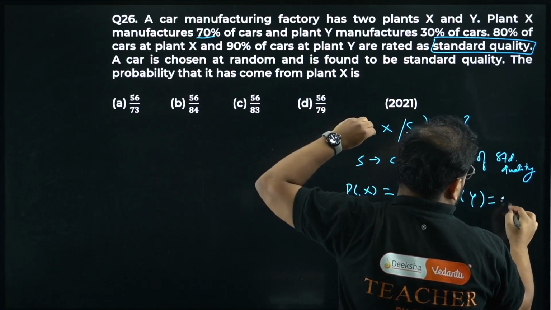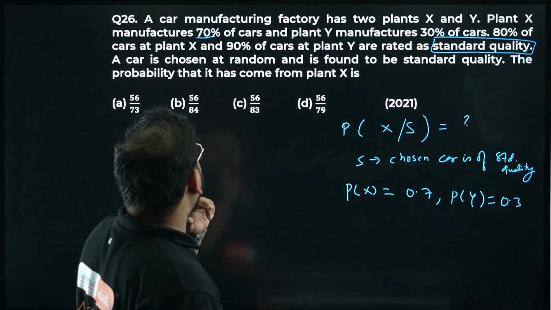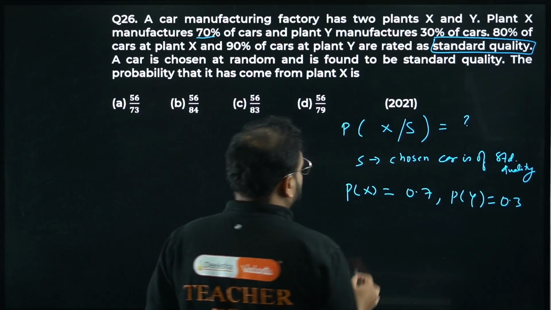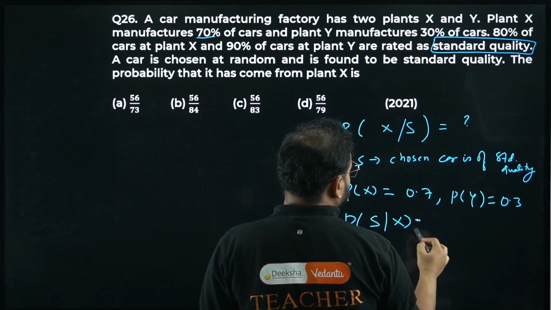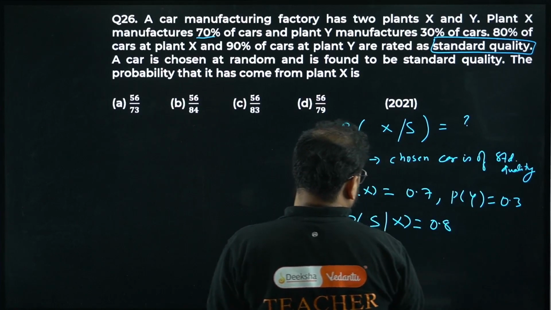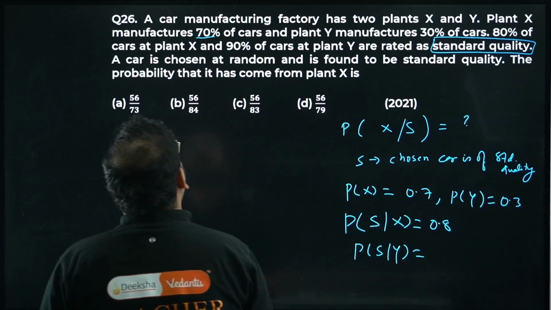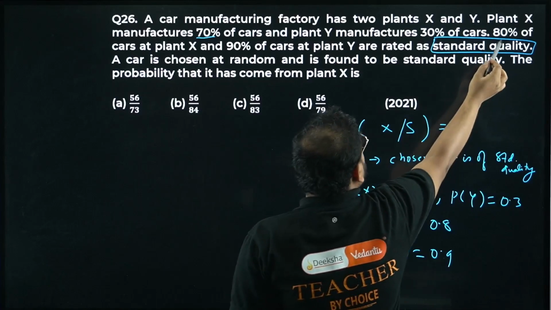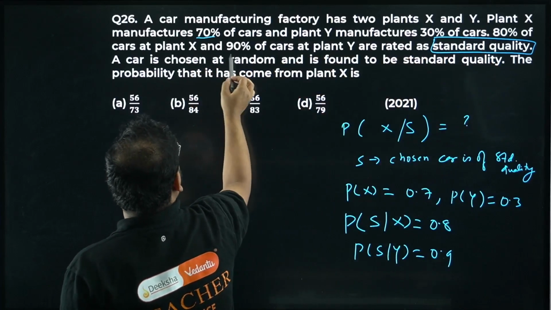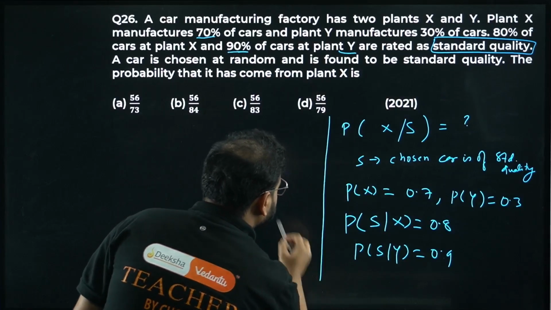Now they have also given that 80% of the cars from plant X are standard quality. So standard from plant X is 0.8 and standard from plant Y is 0.9. Please check. Standard is 80% from plant X and 90% from plant Y. I'm going to apply the Bayes theorem now.